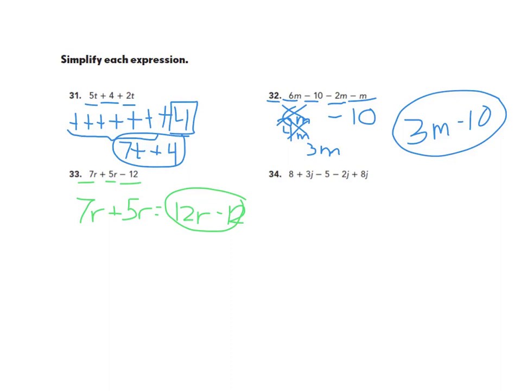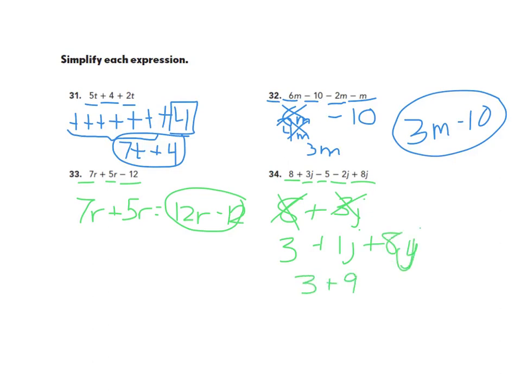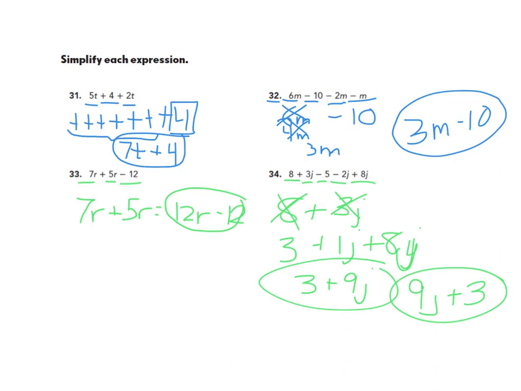As I look at the next one, I start with 8. I add 3 J's to it. Then they say take away 5. All right, so 8 minus 5 is 3. Then they say take away 2 J's. Okay, so I add 3 J's, I take away 2 J's, I'm down to 1 J. And then they say add on 8 more J's here. So it looks like I have 3 plus 9J. Or if you wrote it as 9J plus 3, that's also okay because with the commutative property, like we've talked about in class, addition I can do in any order I want. So those are your simplified versions.